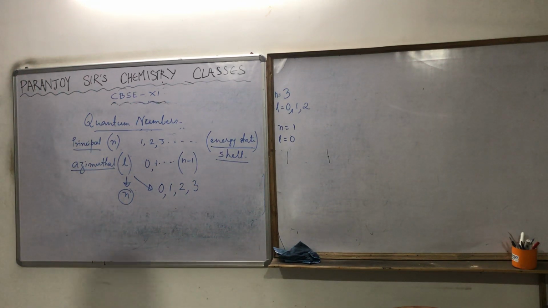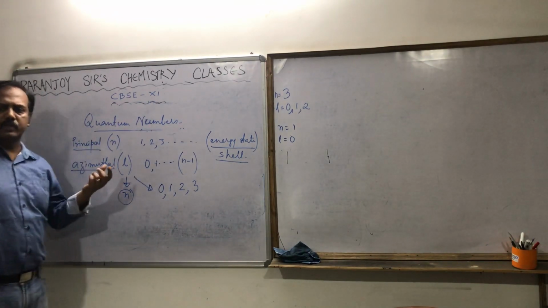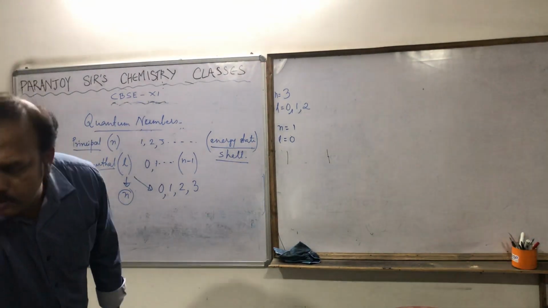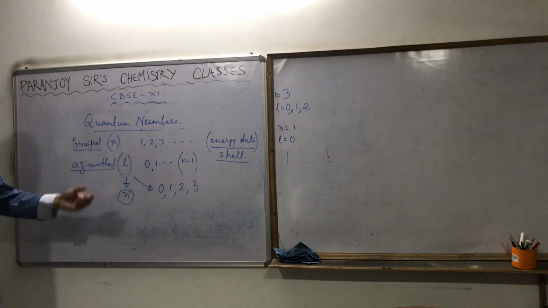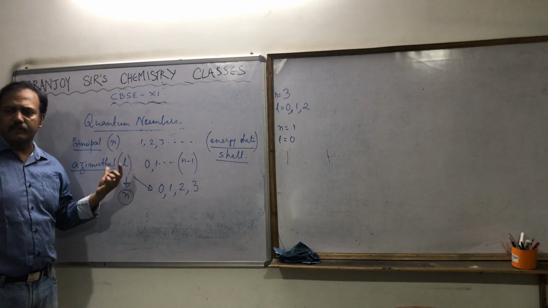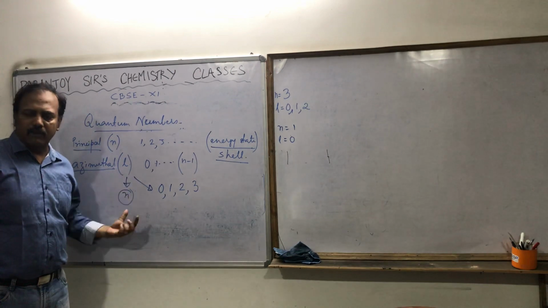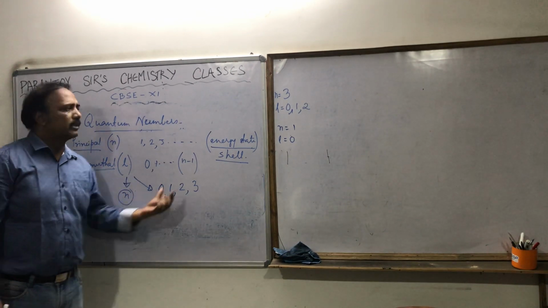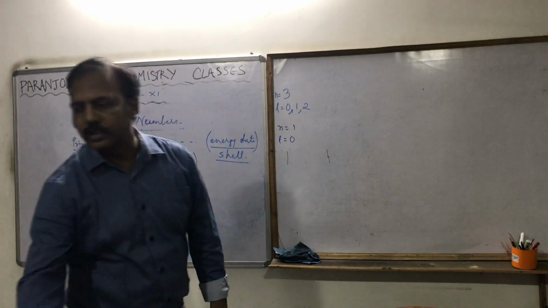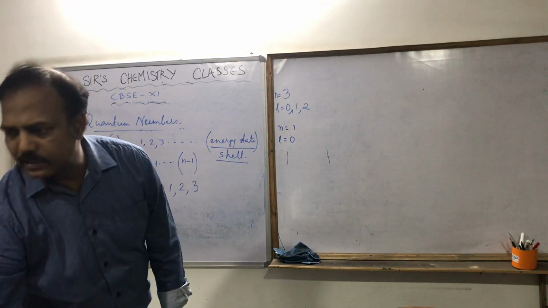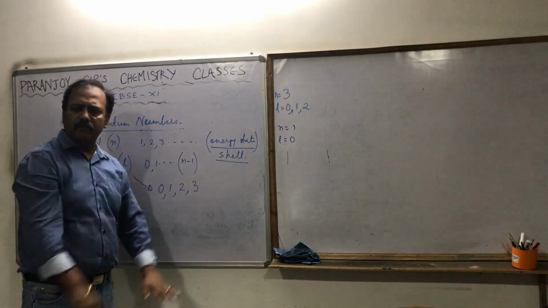Okay, so we were on the azimuthal quantum number, right? The azimuthal quantum number is denoted by L, as I told. The value of L does depend on the value of n. It starts from 0 and it ends at n minus 1. So depending on that, different values of L can be there.